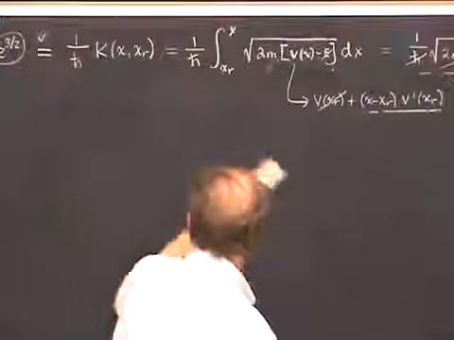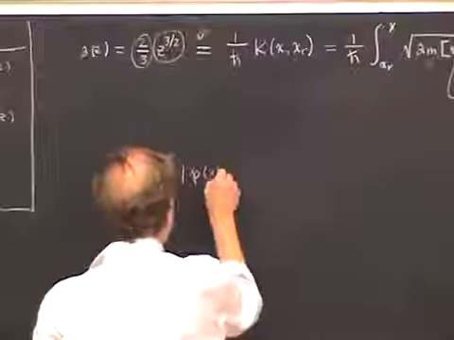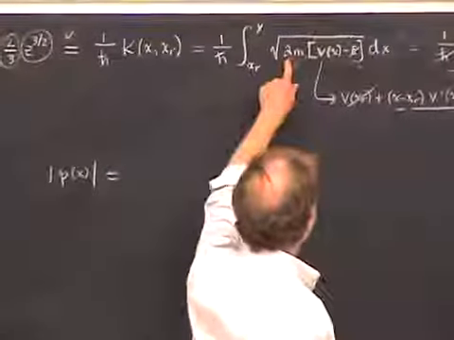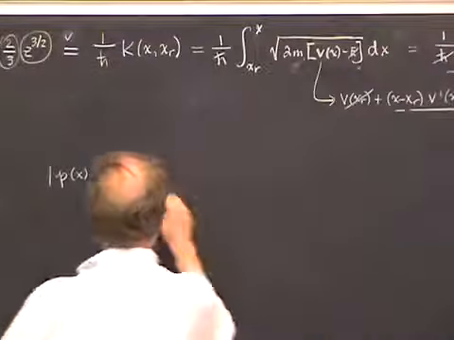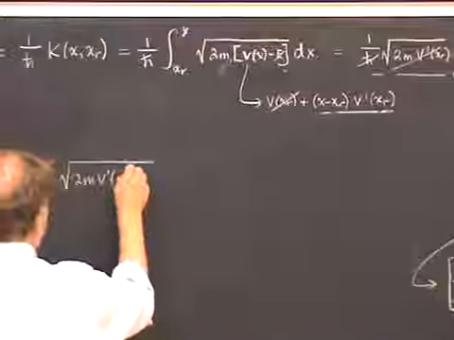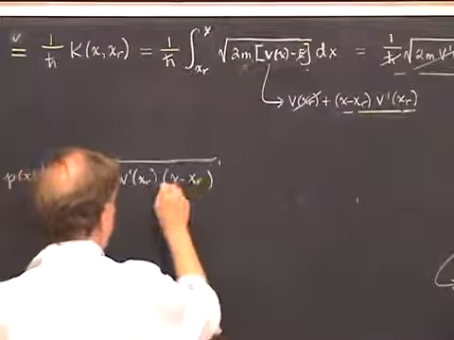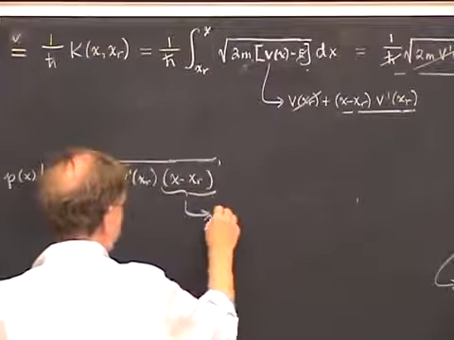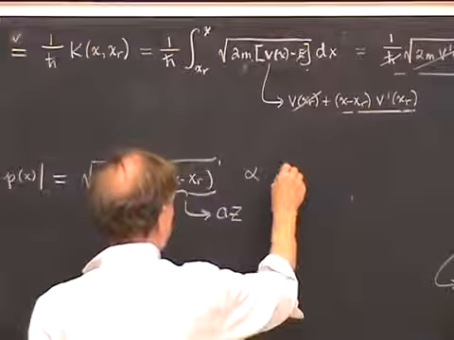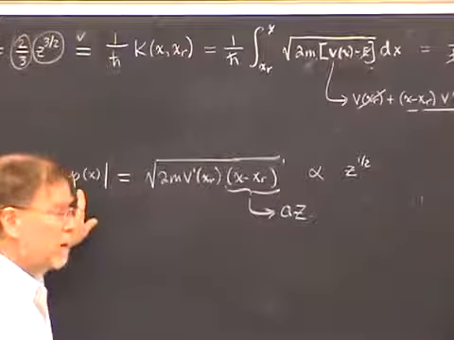Let me just concentrate on p of x itself. The absolute value of p of x is equal to this square root. But in this linear approximation, it becomes equal to the square root of 2m times V prime of xr times (x minus xr). But x minus xr is the same thing as a times z. And so the whole thing becomes proportional to z to the 1/2 power. You can see here just the square root of z.